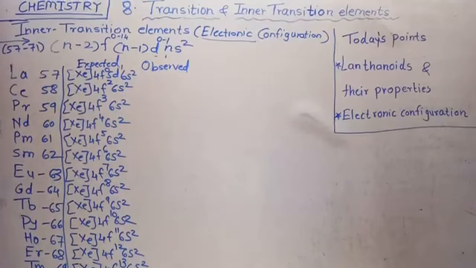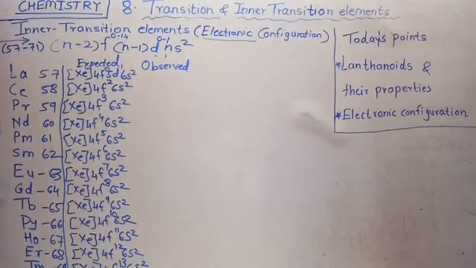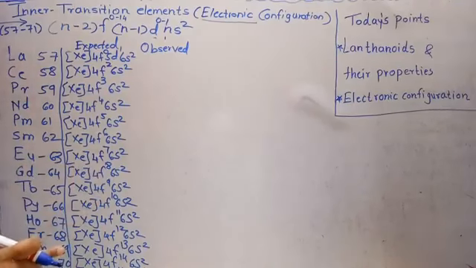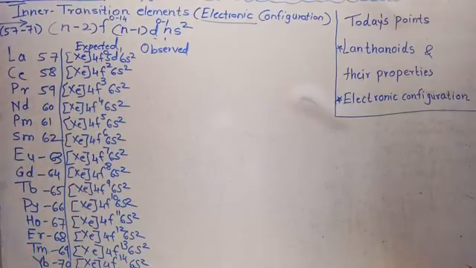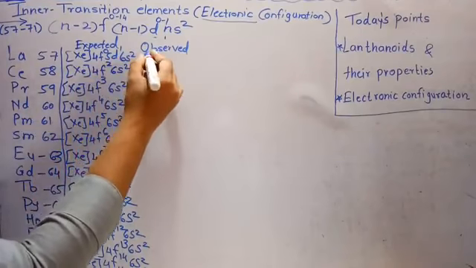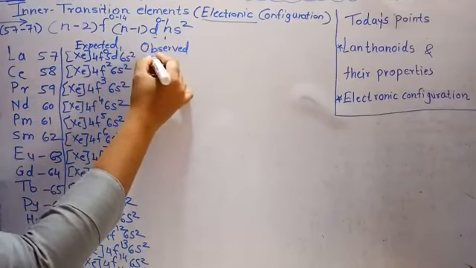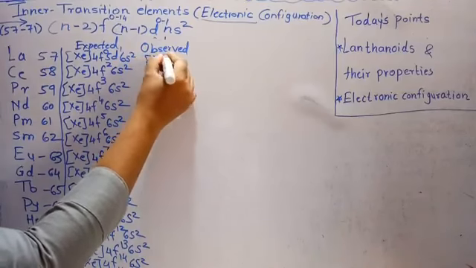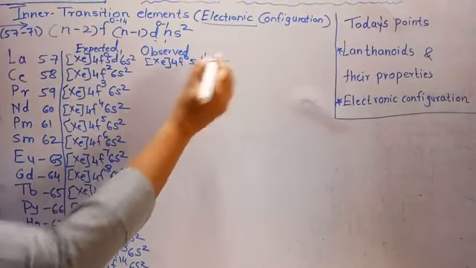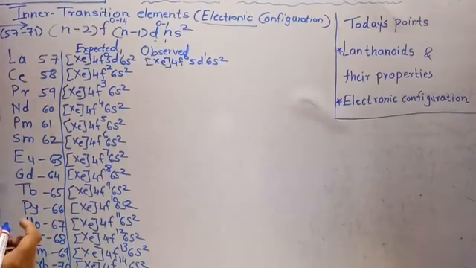Then the observed electronic configuration for lanthanoids. There are some changes in the observed, and that is here. The first one is lanthanum. Lanthanum shows the same as expected in observed, that is xenon 4f0 5d1 6s2.